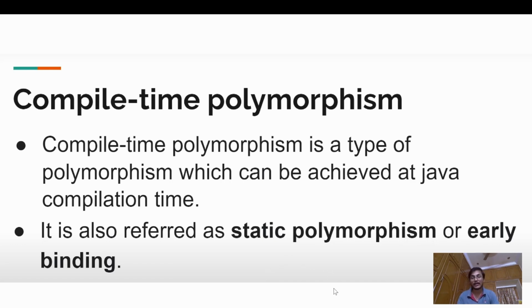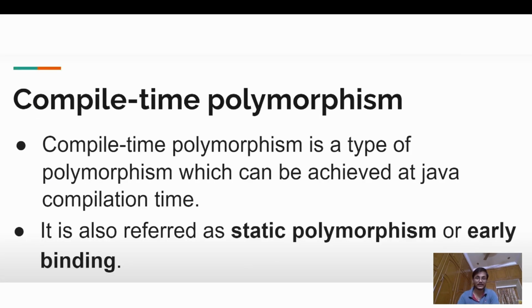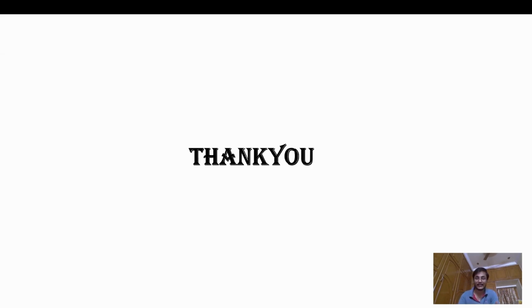To achieve compile time polymorphism, we will use a small concept called method overloading. The method overloading concept will be used in compile time polymorphism. And remember that in runtime polymorphism, method overriding will be used. We can discuss that later. Presently we focus on compile time polymorphism, where method overloading will be used. Okay, this is the end of the slide.